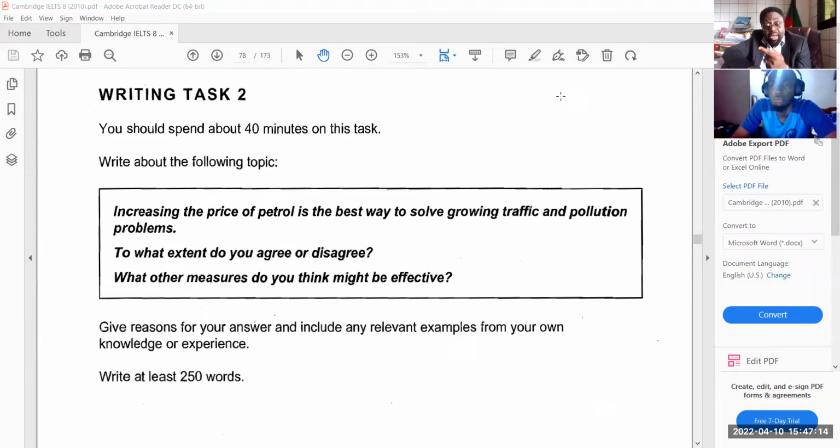And then you are showing that increasing the price of fuel will just be for the government to get more income and not solve the problem. The problem lies somewhere else. That is when I believe that the problem is not cars, growing traffic. But when you believe that the problem is growing traffic, you can have a different approach.